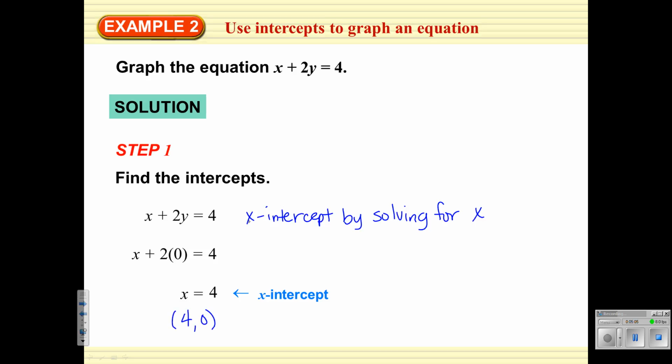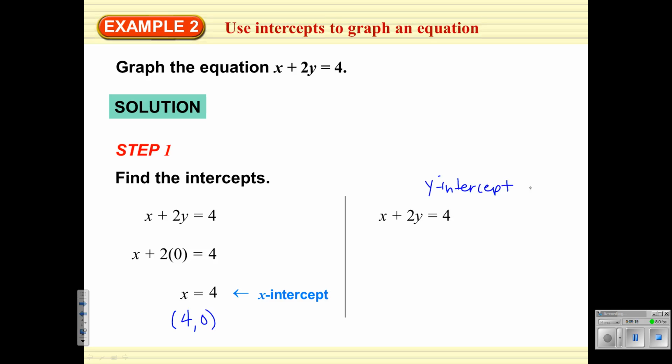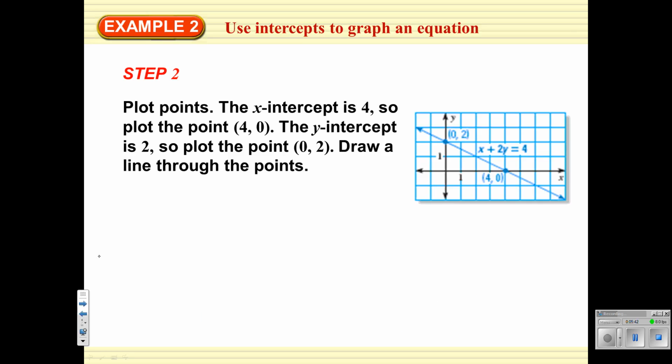Now I need to erase that. So now we're going to solve for y because we need to find the y-intercept. So we're going to put in a 0 for x, and we end up with 2y equals 4. Divide both sides by 2, and we get y equals 2. So our y-intercept becomes 0, 2. So those are our coordinate points, or our ordered pairs.